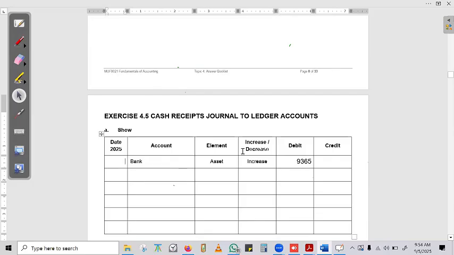Right. And the date is 31st of May, always last date of the month, right? For everything, it will be 31st of May.